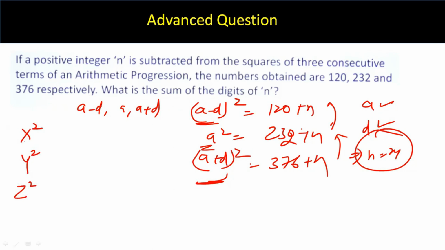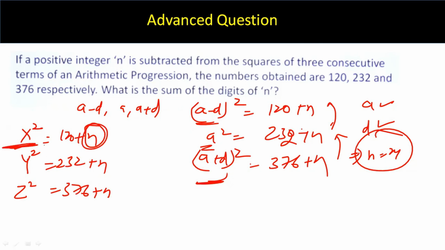Okay, I will just assume it as X, Y, and Z rather than A minus D and A plus D, because it is not helping me here. And I will write X square is equal to 120 plus N, Y square is 232 plus N, and Z square is 376 plus N. And what I need to find is N. So I am not at all interested in finding X square. But I know N should be that value which, when I add it to every term, has to lead me to a perfect square.